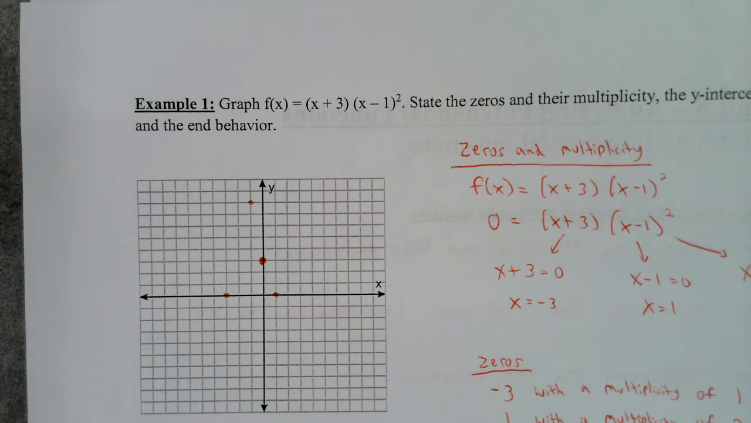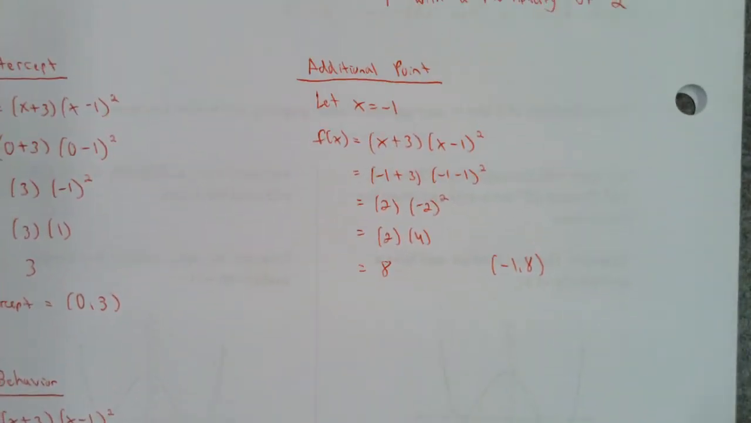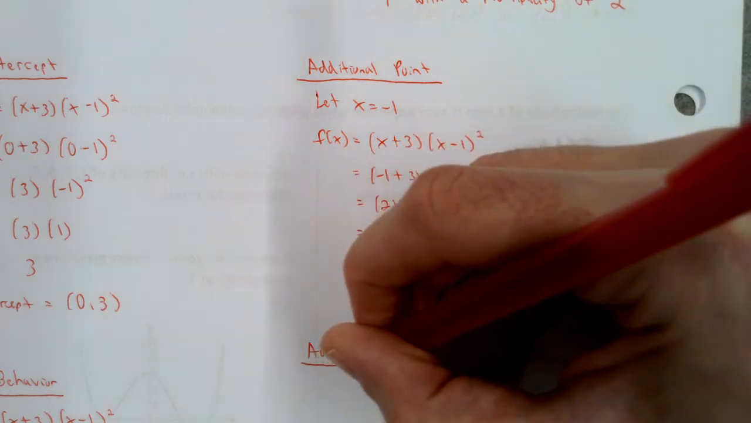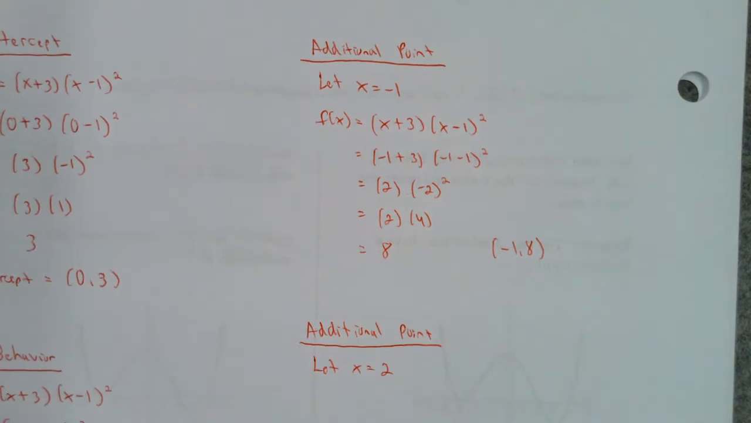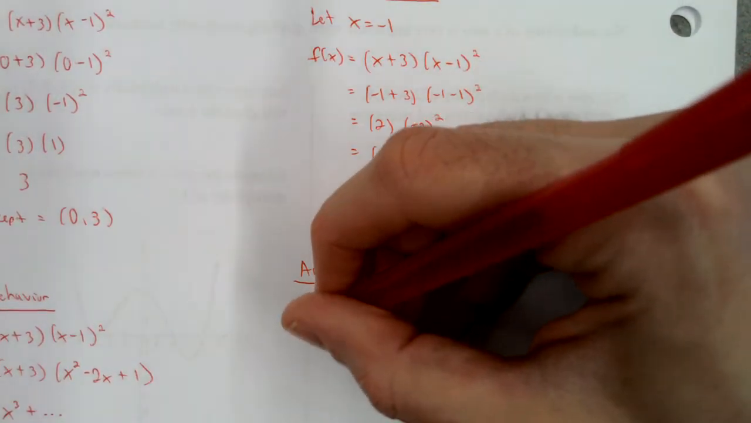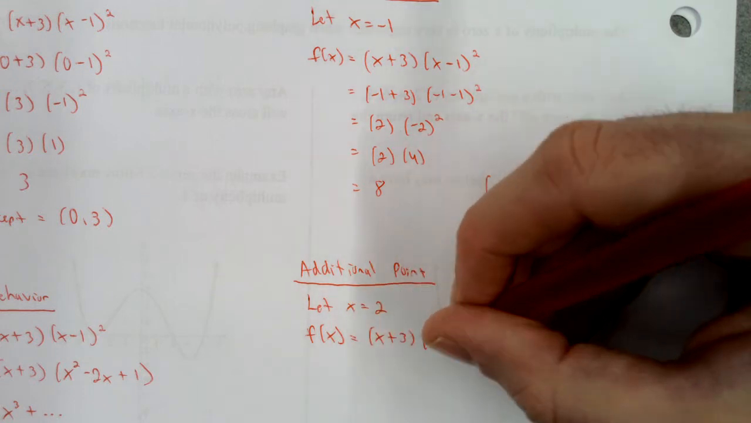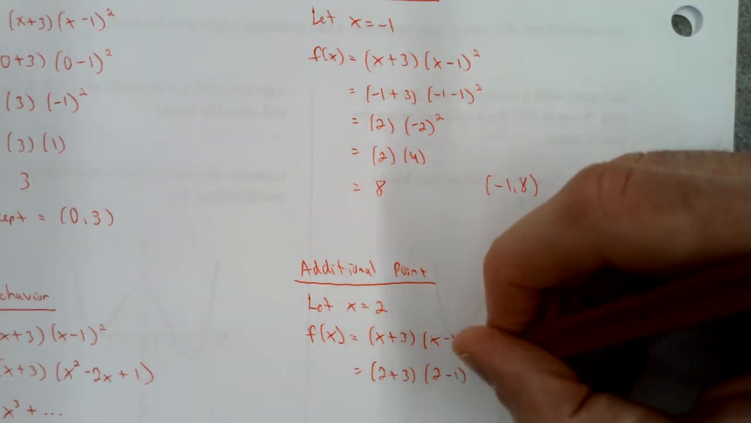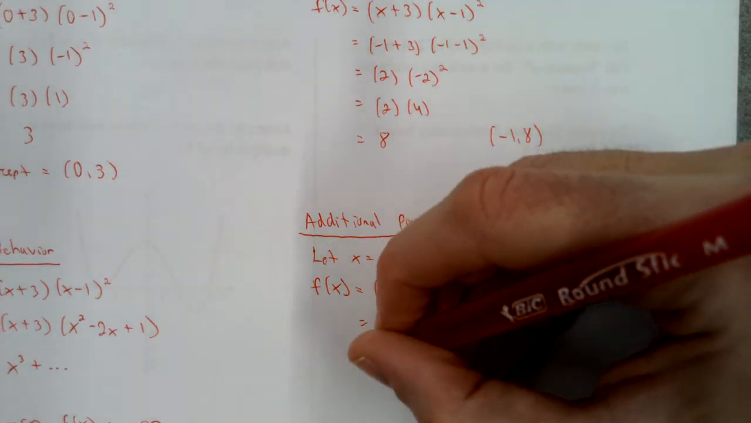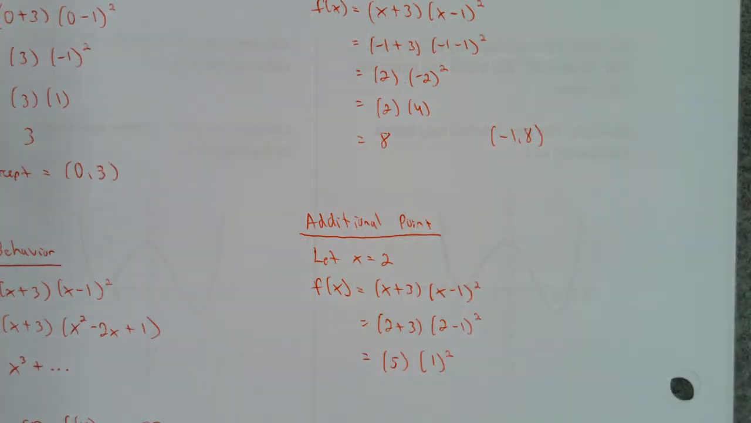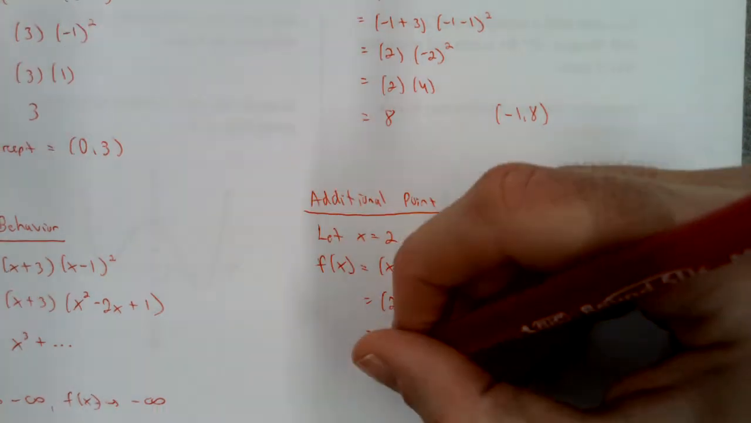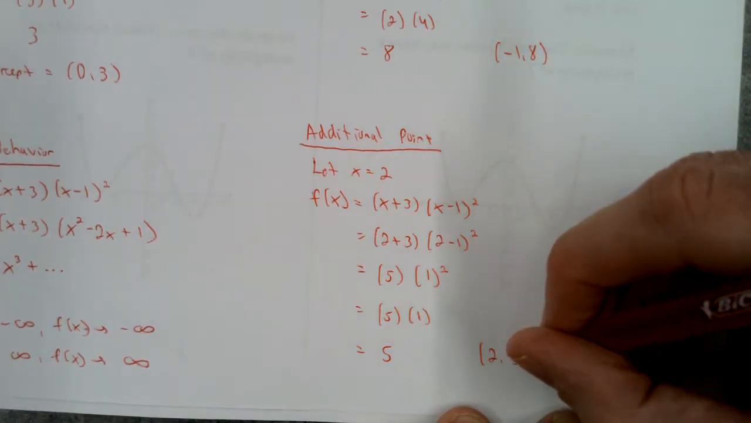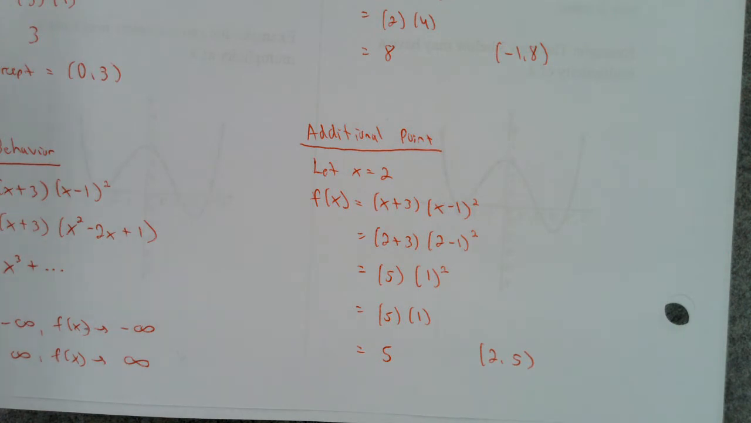Now let's do one more additional point. Let's do x equals 2, to make our graph look nice. I'll just recopy the problem again. 2 plus 3 times 2 minus 1 squared. That's going to be 5 times 1 squared. Again, be careful. This is not 5 squared is 25. This is 1 squared is 1, and then times 5. That'll give you 5. Which means we have the additional point 2 comma 5. So let's plot that.